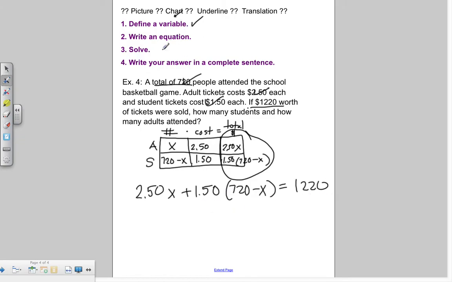Okay, if I go ahead and solve this, I will get an answer, and then I'm going to write my answer in a complete sentence. My x, of course, will be the number of adult tickets, and then I'll subtract x from 720 to get my number of student tickets, and that will be my final answer. Okay, good luck.